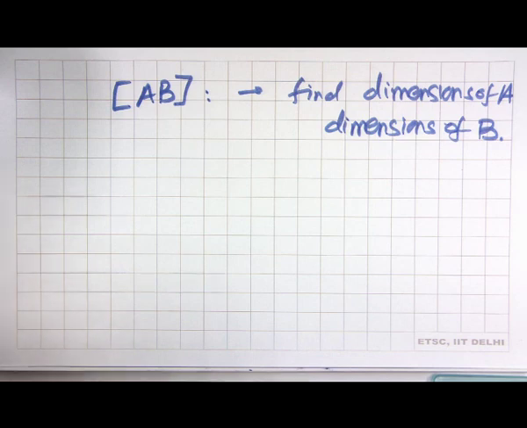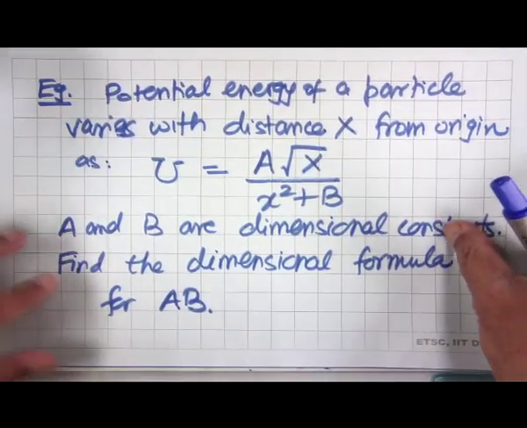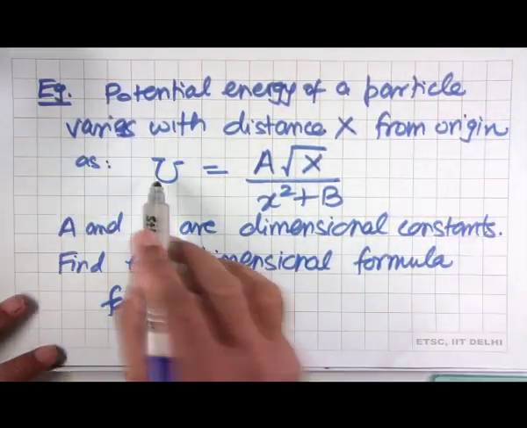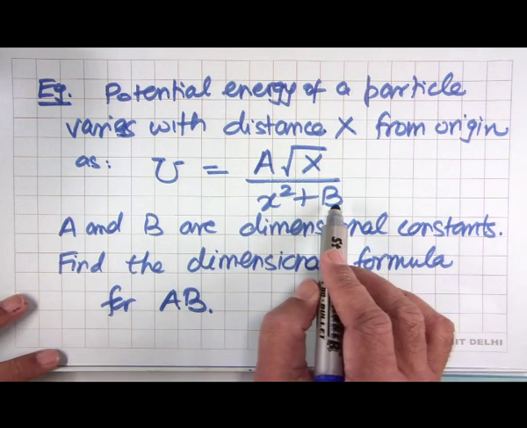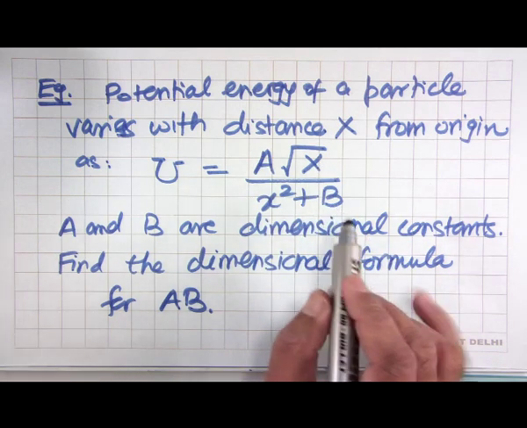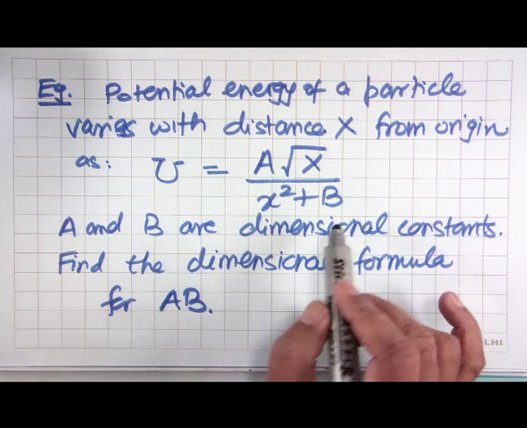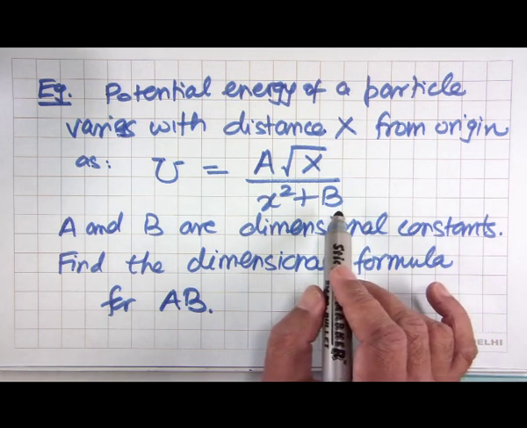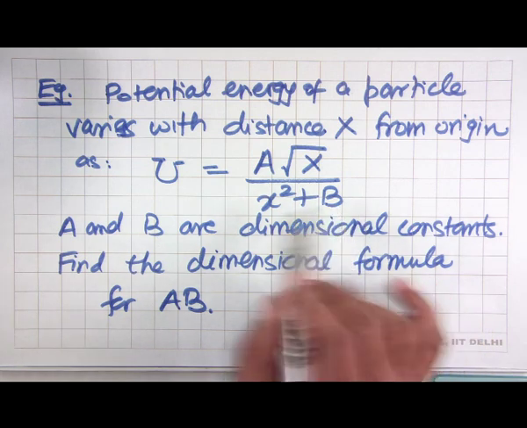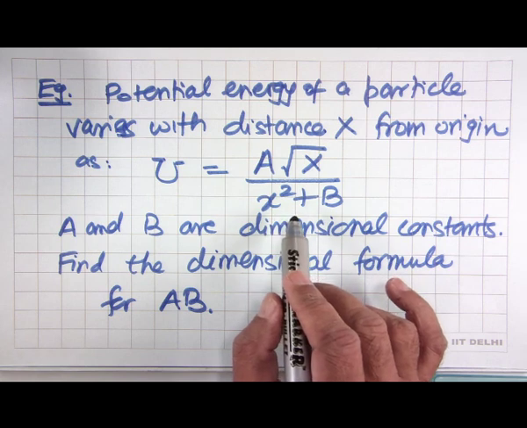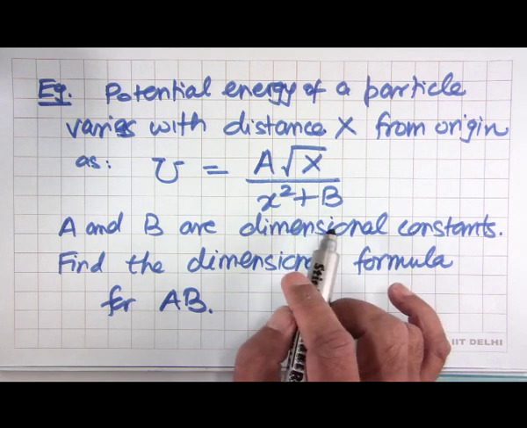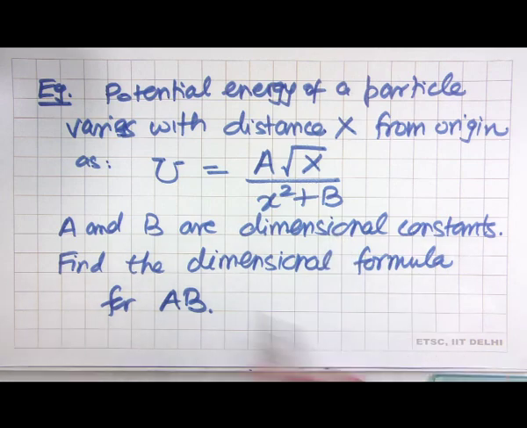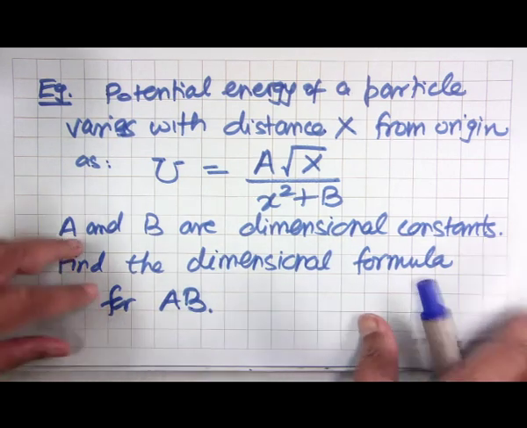So let us look at the original formula. Here we have u is equal to a root x by x square plus b. How do we find the dimensions of b first? Let us find the dimensions of b. We see b is added to x square. So if this formula which is given to us has to be correct, then the dimension of b has to be the same as the dimension of x square.